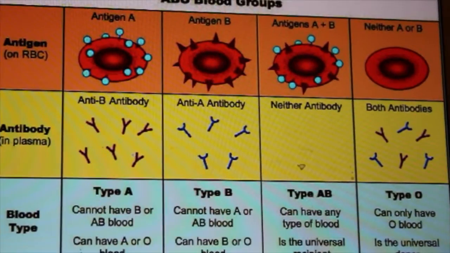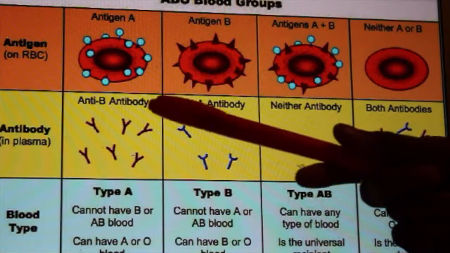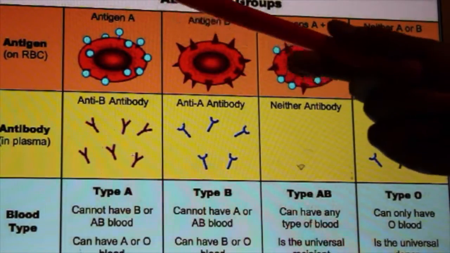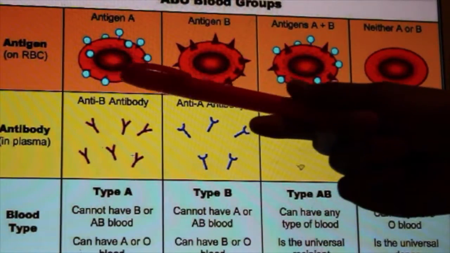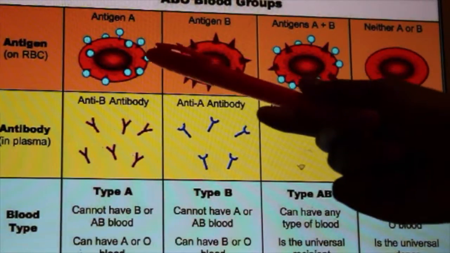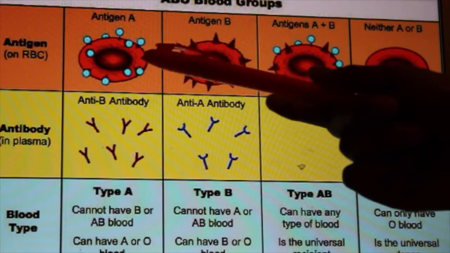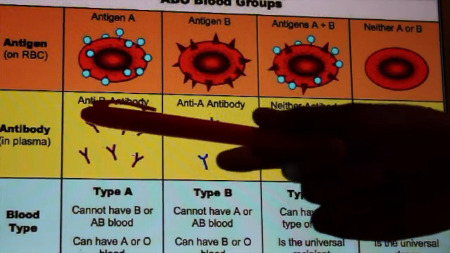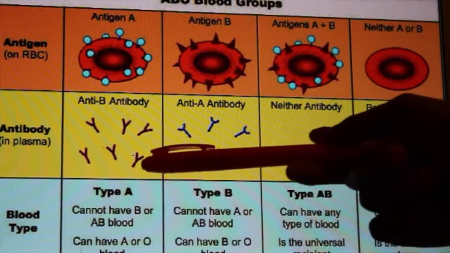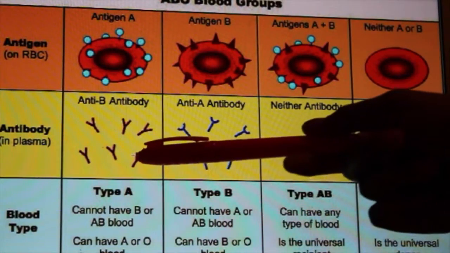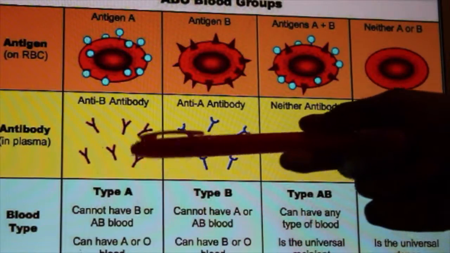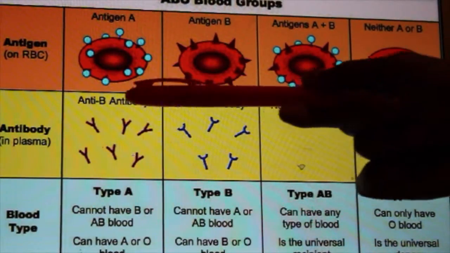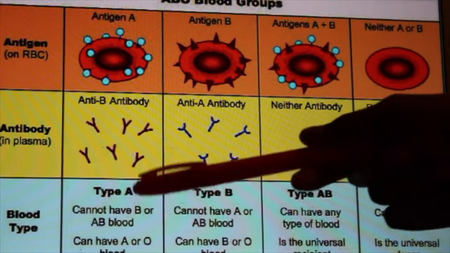You can determine ABO blood groups by the different types of antigens that are present on the red blood cells. In this case, we have antigen A present on this red blood cell on its surface. If we have antigen A on its surface, we'll end up having anti-B antibodies running in its plasma. These antibodies, anti-B antibodies, cannot bind with antigen A. So this blood type is called type A.